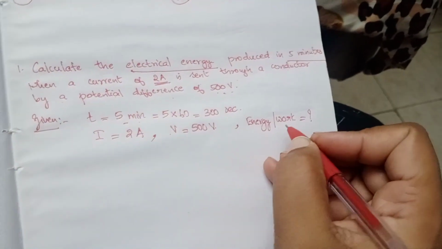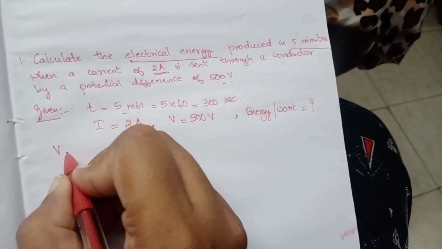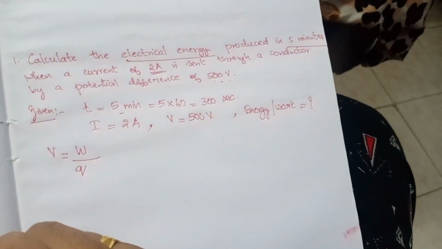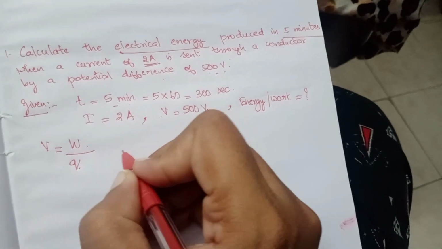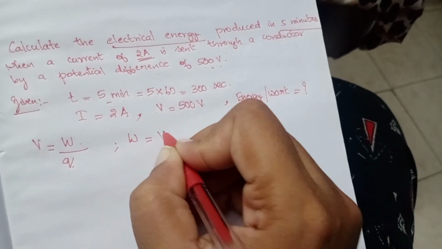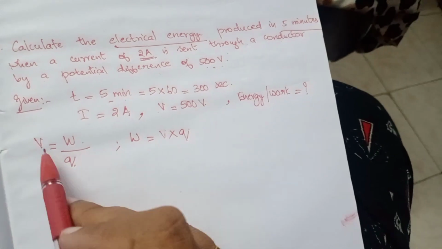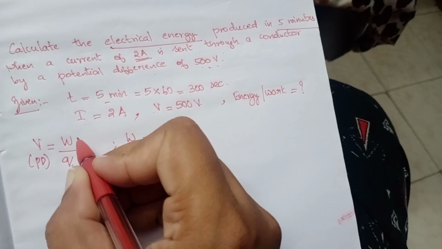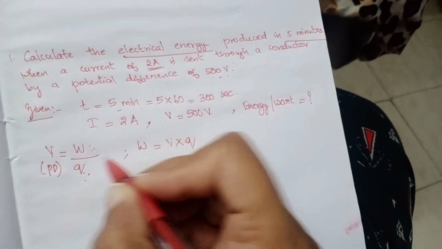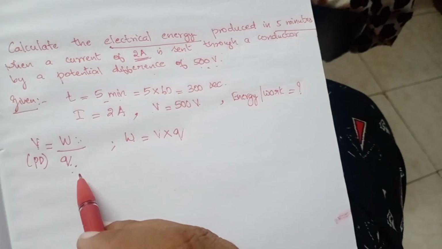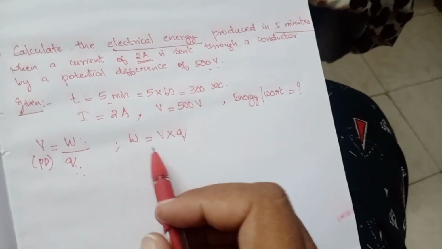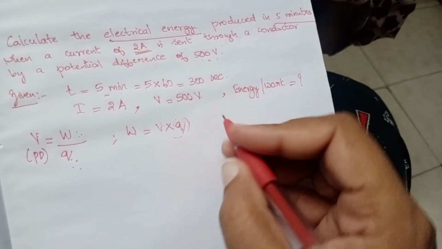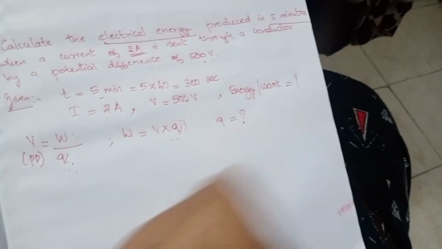So we know an equation for potential difference, right? We have studied that potential difference is equal to the work done to move a unit charge. So V is equal to W by Q, or we can write W is equal to V into Q. V means potential difference. Potential difference is equal to work done divided by charge, or work done is equal to potential difference into charge, that is V into Q. But in the question the value of V is given, but we don't know the value for Q. We need to find the value for Q.